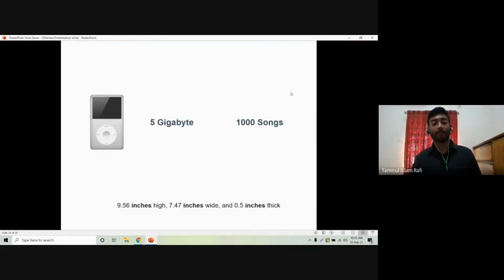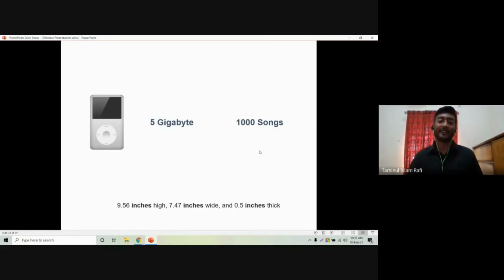Here's an example. When Steve Jobs released the first iPod, the iPod was 9.56 inches high, 7.47 inches wide and 0.5 inch thick. So these are mathematical terms, right? We are not familiar with mathematical terms. We get bored when we see or hear them. So Steve Jobs did a very smart thing.